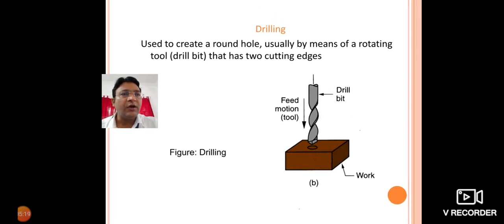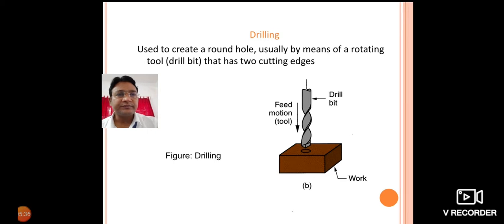It is used to create a round hole, usually by means of a rotating tool, a drill bit, that has two cutting edges. So generally a drill has two cutting edges. Now we will see these operations in detail in the next lecture when we study the drill, but being just an introductory part, we have to just understand these things.